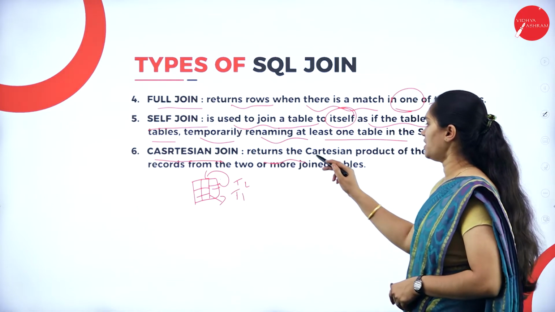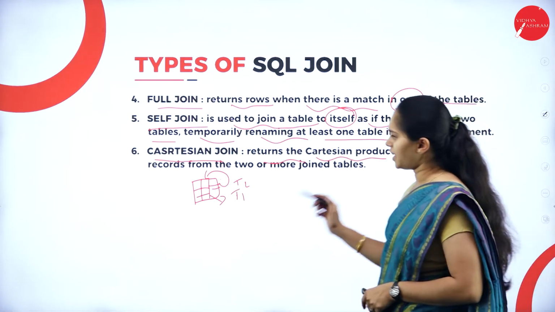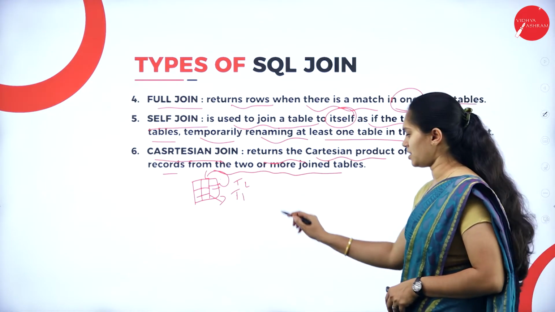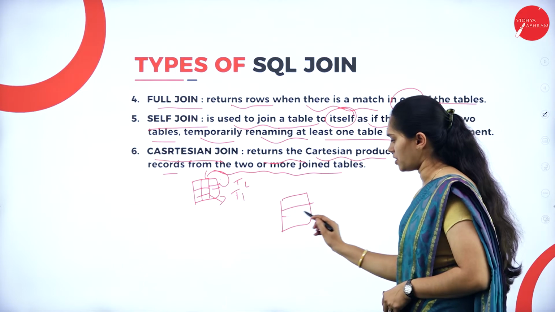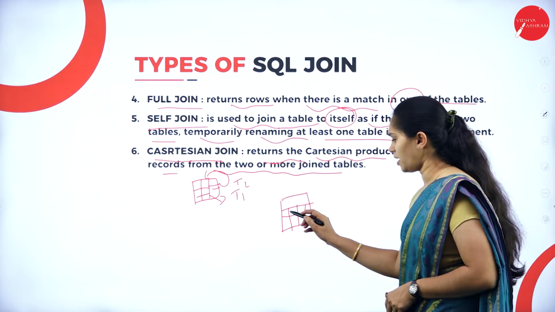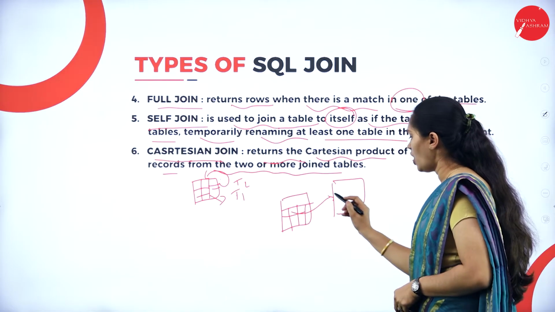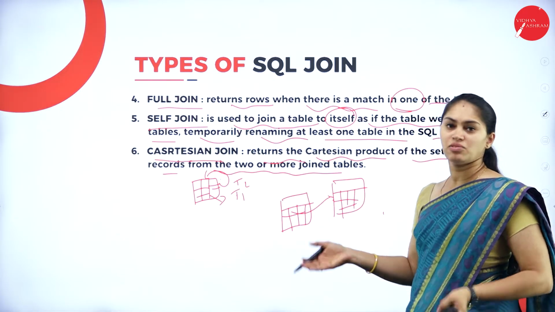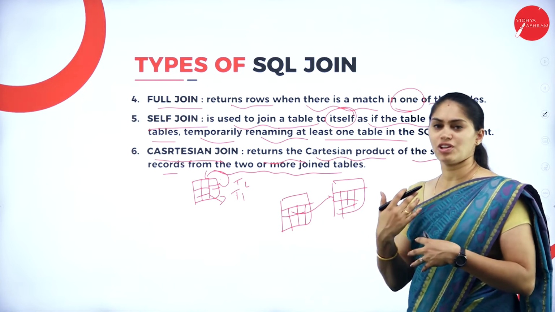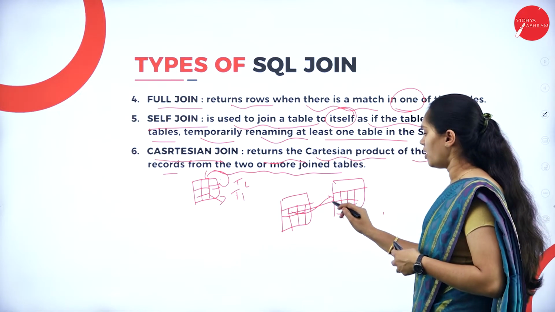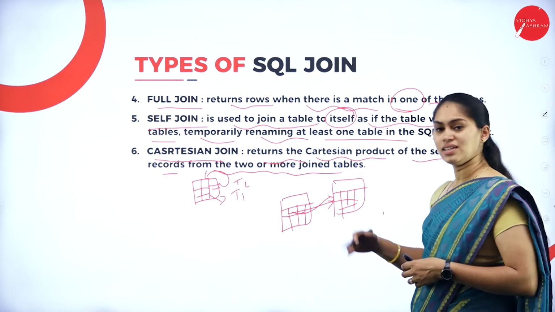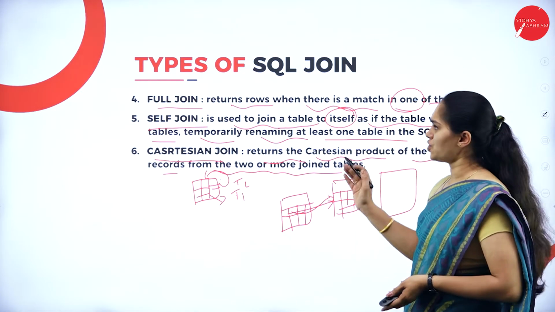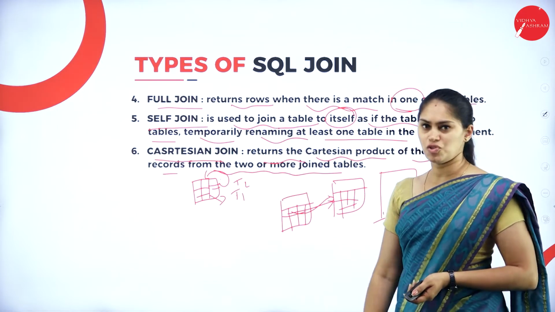This will return the Cartesian product of the sets of records from the two or more joined tables. Cartesian in the sense that it will be like multiplication. All the rows of one table will be multiplied with all the rows of another table. Whatever value we get after the multiplication, or product, of all the rows of one table with another table, that will be the result. This is how we perform the join, and these are the types of join we have.